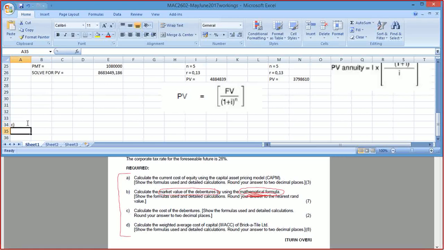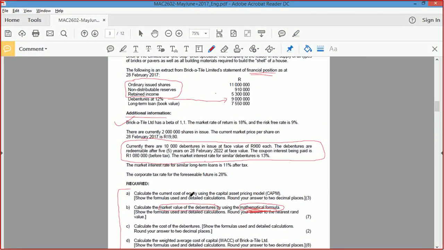Okay, C. Calculate the cost of debentures. Show the formulas used and detailed calculations. Okay, they want the cost. They already gave you the cost. Where was that point? I think I saw it, didn't I? No. Okay, I saw the tax. Yeah, the tax is going to be used to calculate the cost. So what do they want you to calculate here? They want you to calculate the after-tax cost. Oh, it is there. Okay.